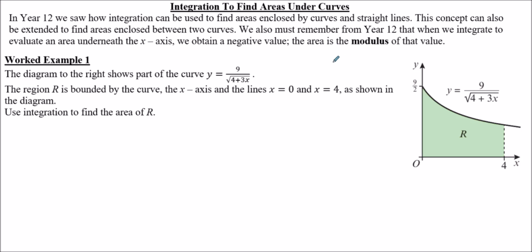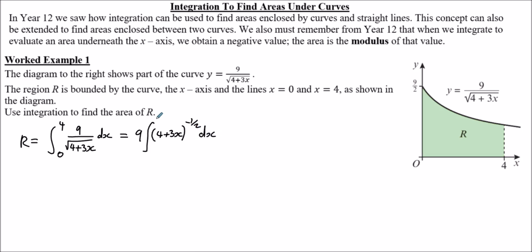Using this idea of finding the area underneath a curve and the x-axis, we can say that the area R will simply be the integral between 4 and 0 of this function. I'm going to write it as 9 over root 4 plus 3x with respect to x. 9 is a constant, so I'm going to write this on the outside of the integral. And 4 plus 3x on the denominator, all square rooted, I can write in index form as 4 plus 3x to the power minus a half dx, between the limits of 4 and 0.